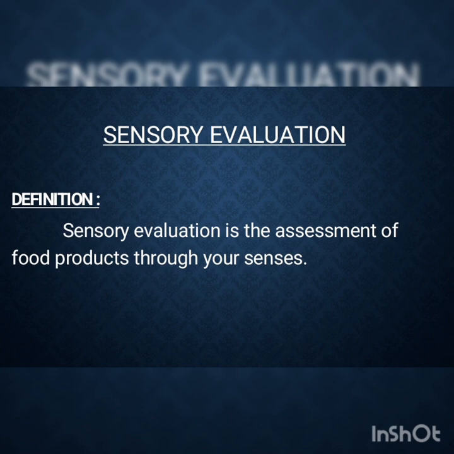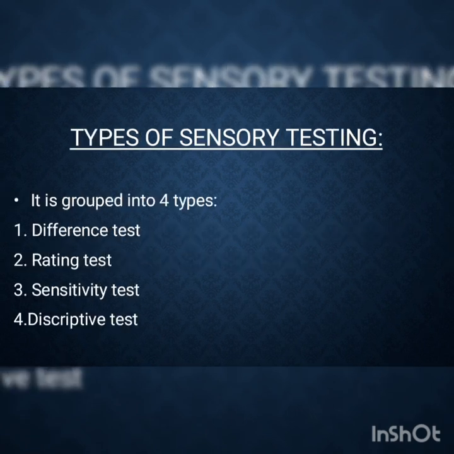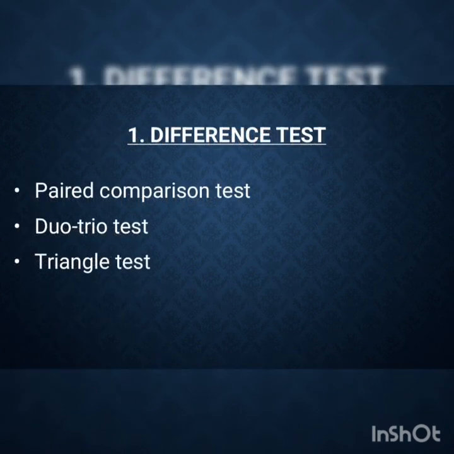Today I'm going to talk about sensory evaluation of food. What is meant by sensory evaluation? It is the assessment of food product through your senses. There are 4 types in sensory testing: difference test, rating test, sensitivity test and descriptive test.